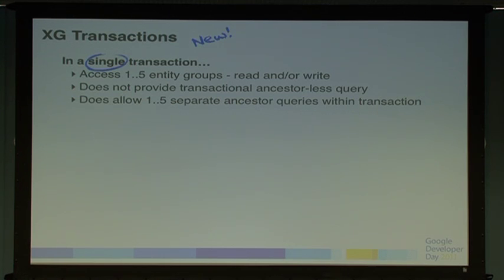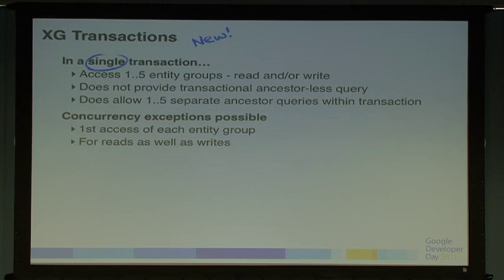So what are XG transactions? They allow you in a single transaction, so atomically either everything commits or nothing commits, you can update up to 5 entity groups. It doesn't matter, they don't have to be related, they don't have to be the same kind, just any old 5 entity groups. And you can do 5 ancestor queries and have those be strongly consistent. You can get concurrency exceptions though, and this can happen when there are other changes going on.